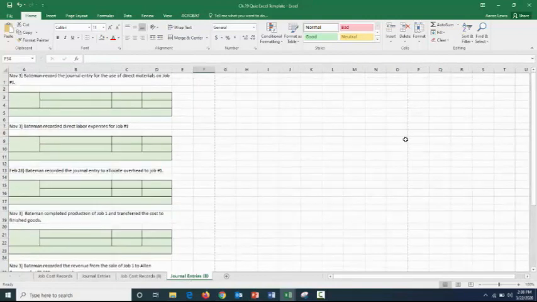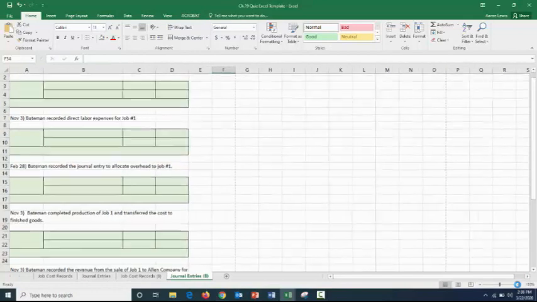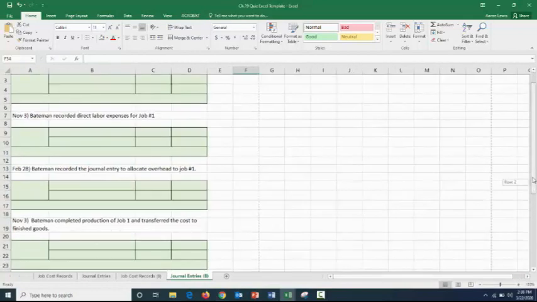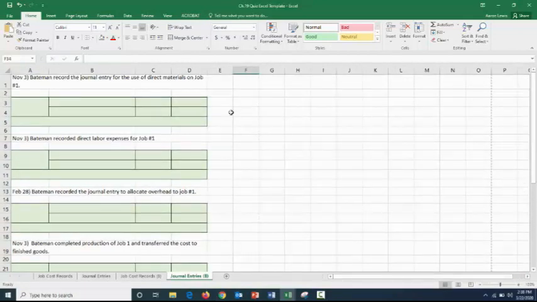Scrolling back up to the top, the first thing that we have, we'll make this a little bit bigger so you can see it, is that on November 3rd, Bateman Company recorded the journal entry for the use of direct materials in job 1. Well, on November 3rd, when we record the use of materials for our requisitions, we're taking the costs of goods that are sitting in our warehouse, our raw materials sitting around waiting to be used, and we're actually putting it into the cost of the jobs that are in process.